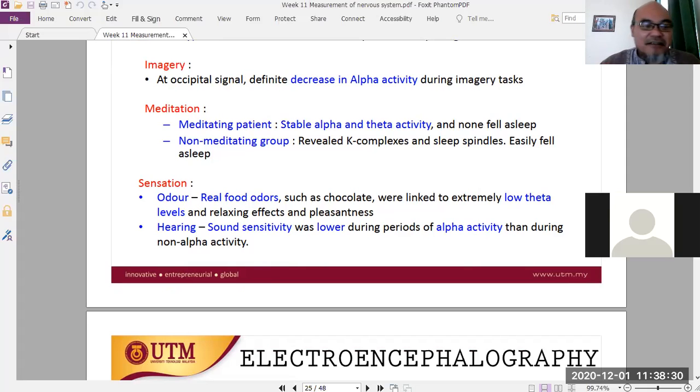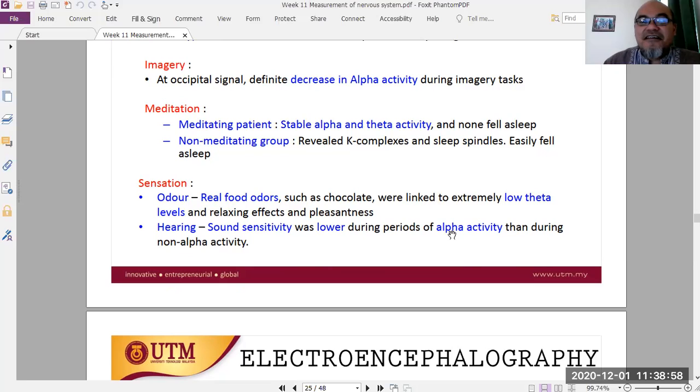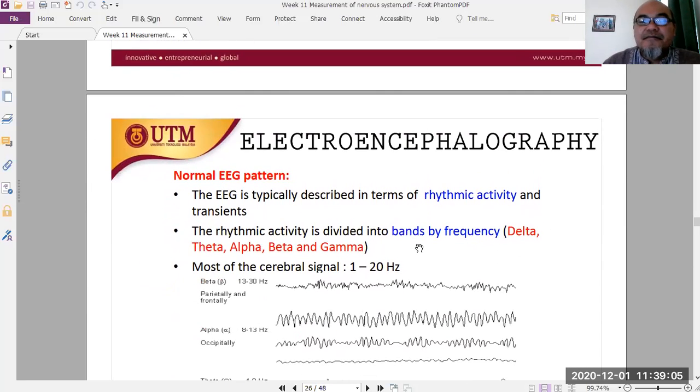We have EEG, yeah. I think we have EEG electrodes. I have to check again with Kak Devita, but we have EEG devices in the lab. So you can put this cap and then measure the real sensation when the subject is conducting sensory tests or analysis, tasting some food, what waves are being generated. Interesting, right? So when hearing also, sound sensitivity was lower during periods of alpha activity than during non-alpha activity.